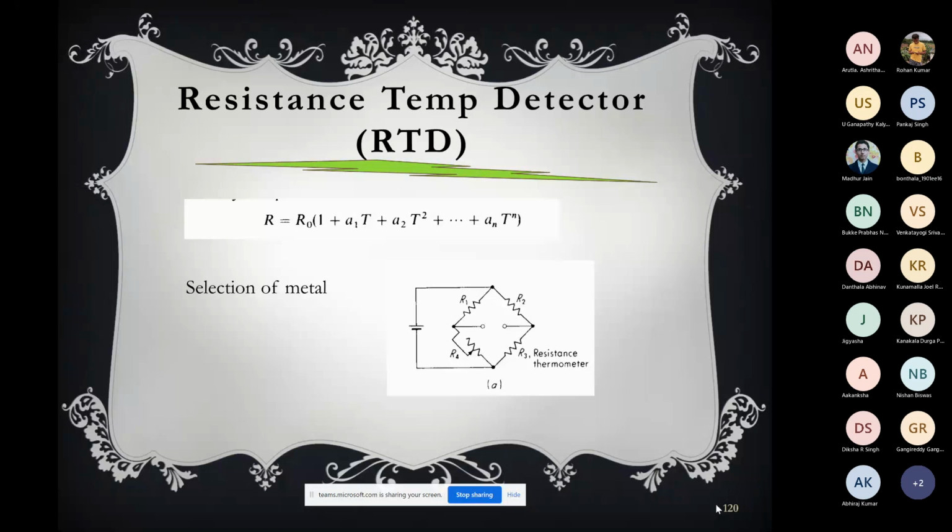Now suppose the resistance of a metal at T degree centigrade is given by the equation RT equals R0, where R0 is the resistance at 0 degree centigrade, into 1 plus A1T, sometimes plus A2T squared, and so on. So alpha, beta, gamma, all those things are known as the temperature coefficients of resistivity. So if it is linear, only alpha or A1 will be there, others will be 0. If it is following some nonlinear relation, there will be other terms. Okay.